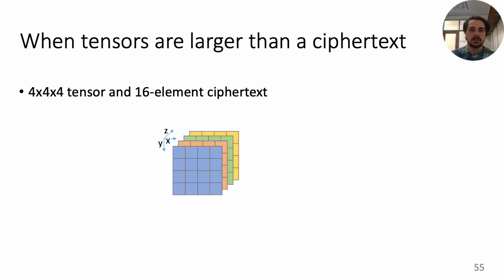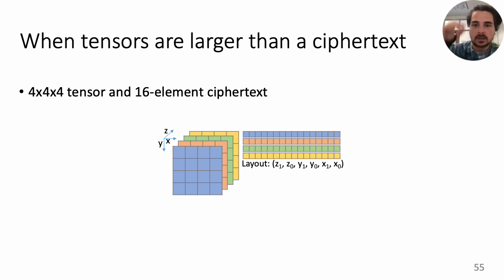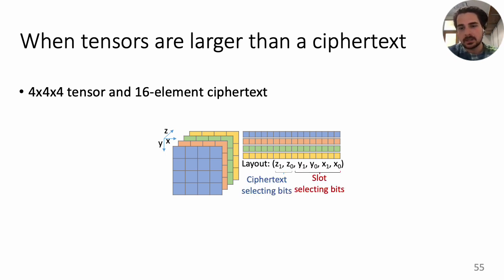So, to set the stage, imagine a 4x4x4 tensor in 16-element ciphertexts. Because the tensor has more elements than can fit in one ciphertext, we will have to use multiple ciphertexts to store the tensor. Here's how data is laid out onto 4 ciphertexts, assuming a row major layout. We distinguish between slot selecting and ciphertext selecting bits. The ciphertext selecting bits specify which ciphertext the tensor index maps to, while slot selecting bits specify which slot within a ciphertext the tensor index maps to.